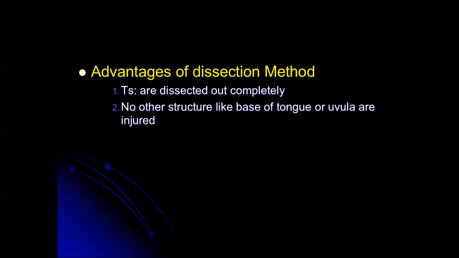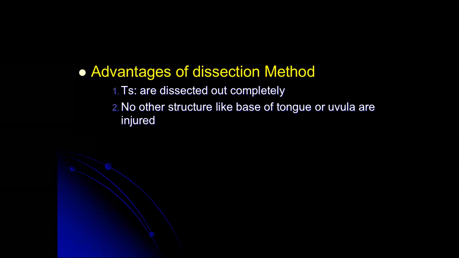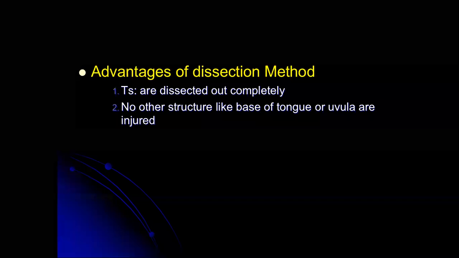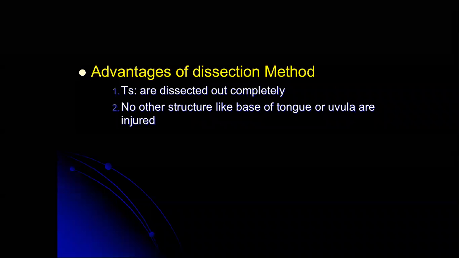Advantage of the dissection method: yes, it is very important. The tonsils are dissected out completely. When you dissect, there is less chance that you leave part of the tonsil behind. No other structures, like the base of tongue or uvula, are injured. When you dissect and hold it and separate it out from the capsule, the advantage is that you do not damage the tongue, uvula, or cause other injury.